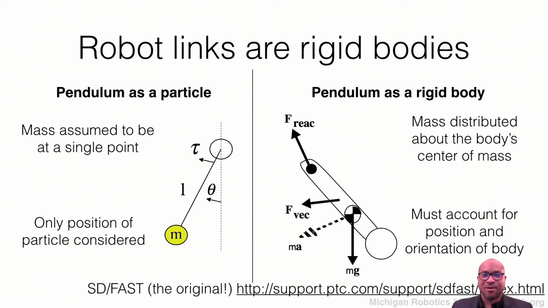And I took this from the SD-FAST tutorial. SD-FAST is the physics package that I started with when I entered into robotics, so it's the original. I feel like we're really just covering what you need to know to understand what's going on in that manual in this course. But I always recommend going back and reading that manual. I think it's actually really interesting and you get some real good insights.